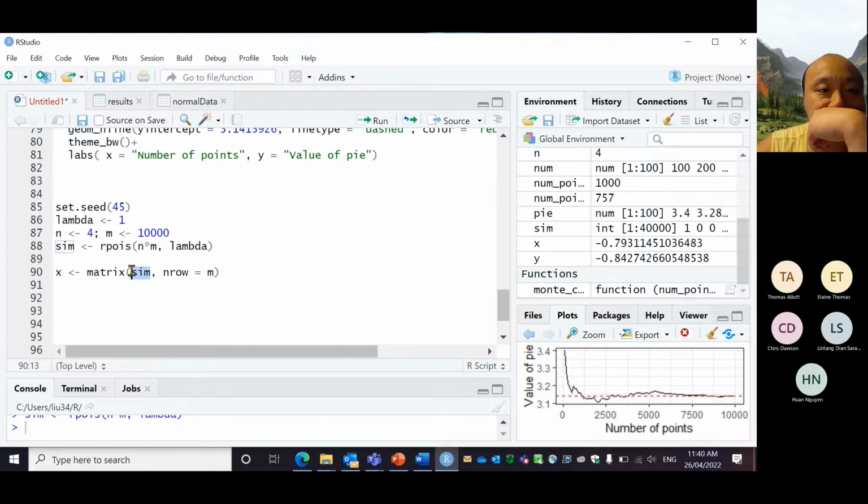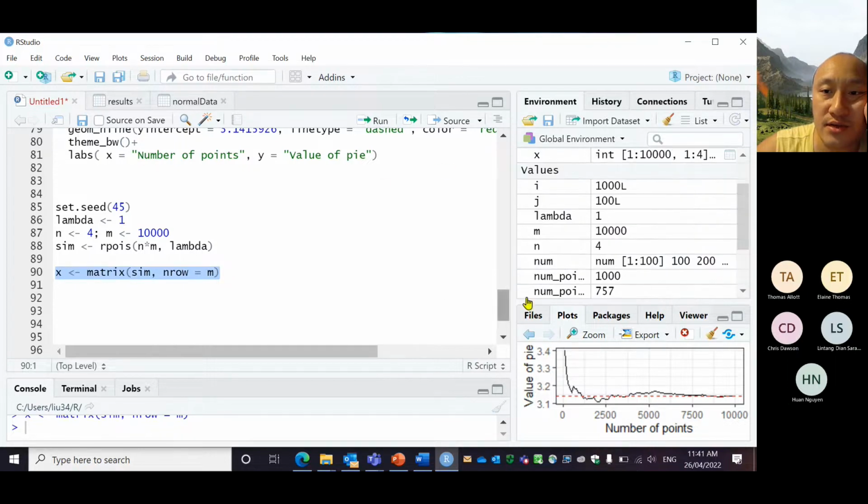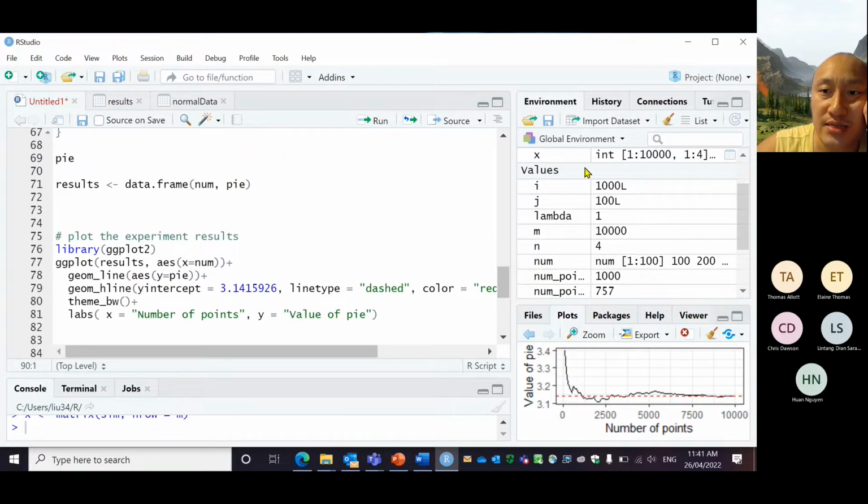Okay, I'm going to put this vector into a matrix. Number of rows is m. M is the number of samples, 10,000. This is a matrix function, which is a little bit new, but not difficult to understand. So X is a matrix now.